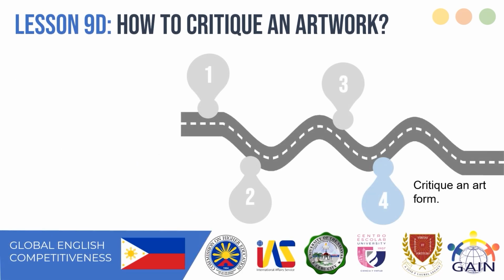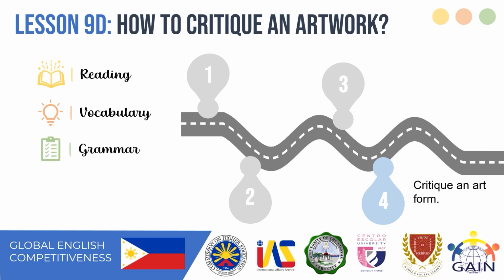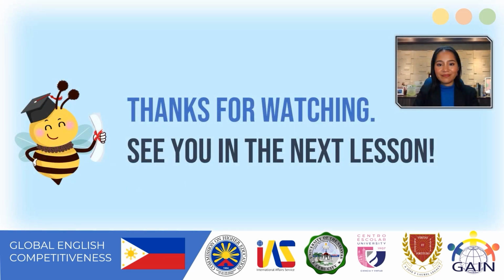And with that, we have covered our 4th can-do objective, which is to critique an art form. In this lesson, we read about painting and sculpture. We enriched your vocabulary with nouns, verbs, adjectives, and adverbs. We also discussed reported speeches. And you wrote an essay on an artwork that sparked your interest. That concludes Unit 9D. Your active engagement has made our discussions both insightful and impactful.